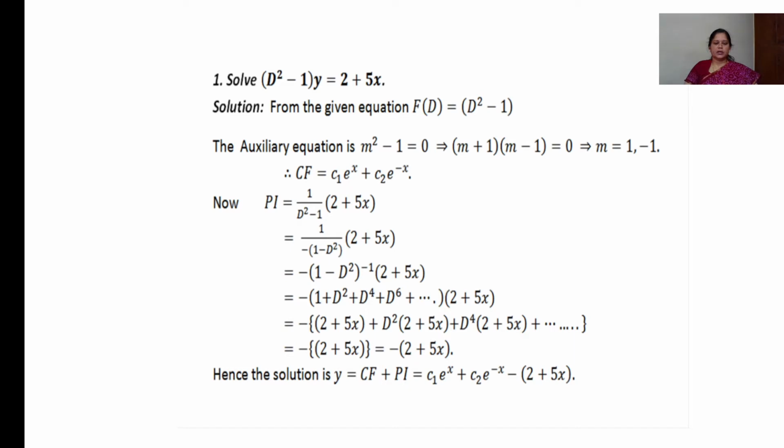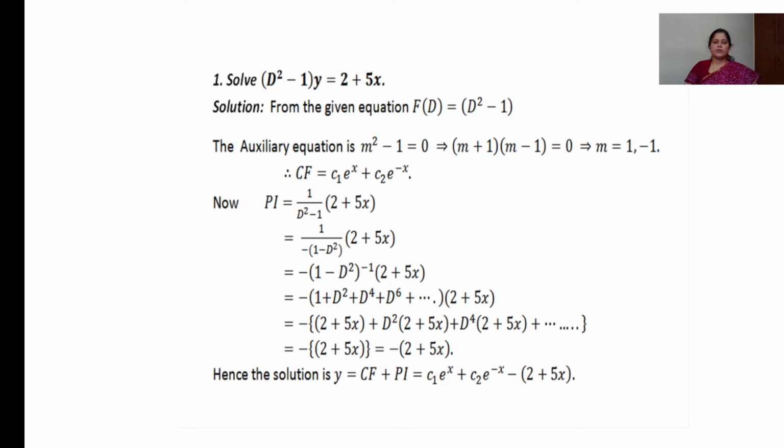Now we are going to simplify with the binomial expansion 1, d square, d to the power 4, d to the power 6 and etc. Here our algebraic function is 2 plus 5x. If capital D is d by dx, then if you differentiate 2 plus 5x with respect to x, we'll get D into 2 plus 5x. But here we don't have a D term, we have to directly go for d square, d to the power 4, then d to the power 6 term into 2 plus 5x.